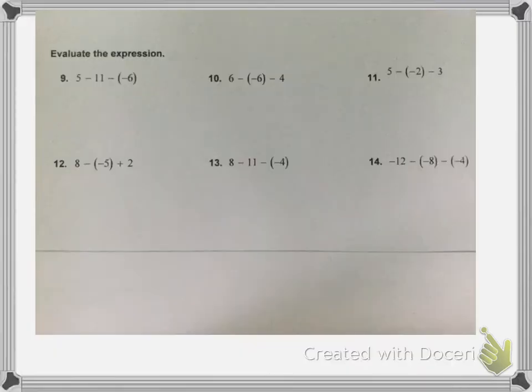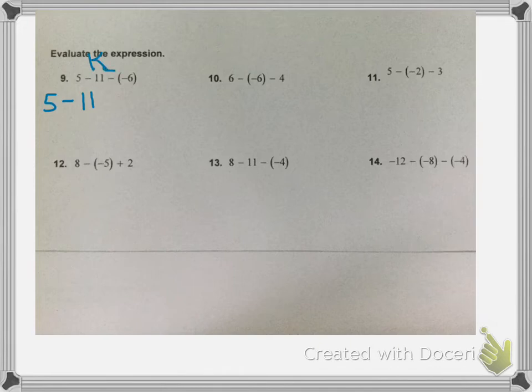Now, if you look at the next few, we have more than 2 numbers, so these get a little bit confusing. Okay, the first thing I'm going to do is look and make sure I don't have any double negatives. If I have a double negative, I'm going to get rid of them. So, on number 9, I have 5 minus 11 minus -6. So, see that double negative? Let's get rid of that. Okay, we're going to keep the rest of the problem. We have 5 minus 11. Keep that all, okay? So, we're going to start here.